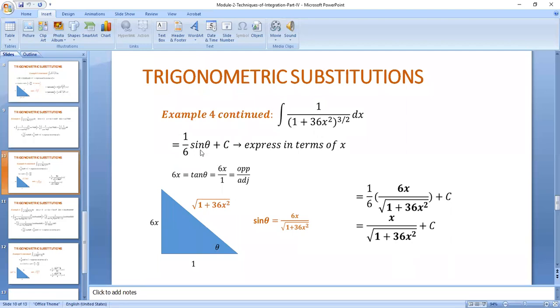Since this is our answer, now we copy the 1/6 and we replace the sine of theta by this, 6x over the square root of 1 plus 36x squared. We cancel the 6. Here, you have x over the square root of 1 plus 36x squared plus c. This is already the final answer for our integral.